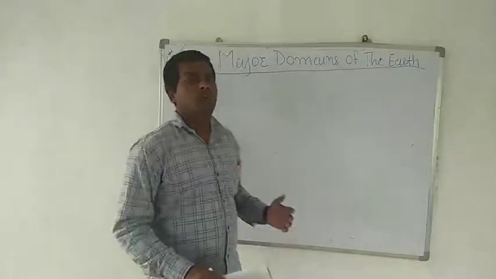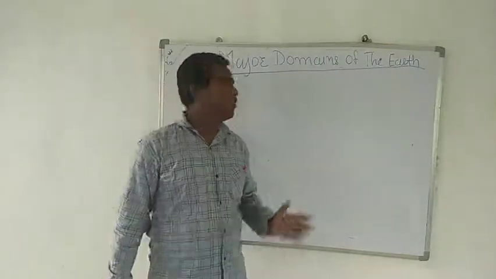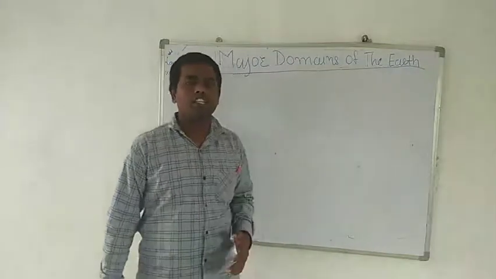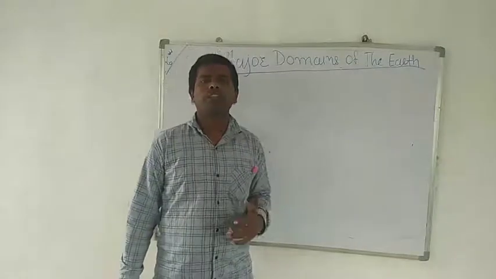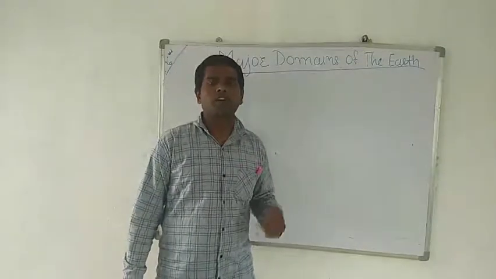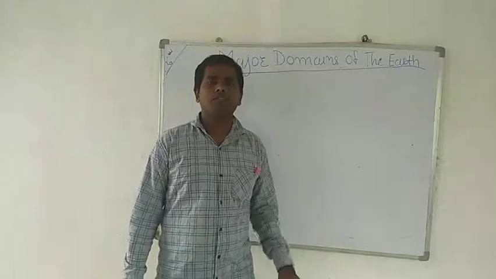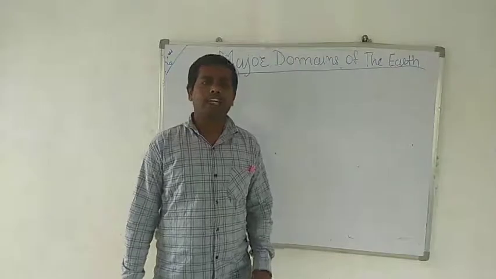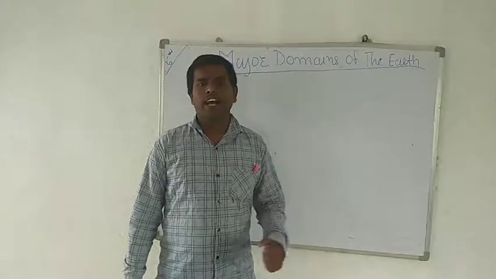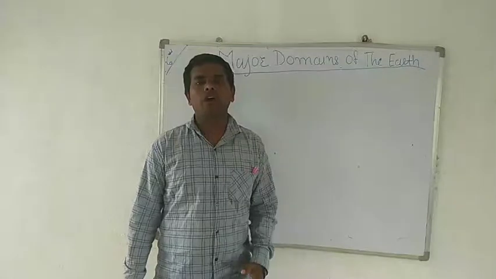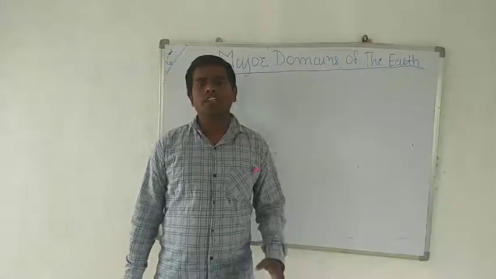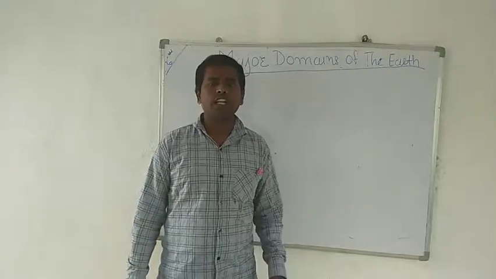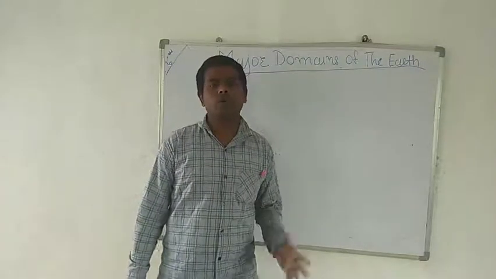Today we are taking the sixth lecture of this chapter, Major Boundaries of the Earth. So far we have seen three spheres of our Earth: first is the lithosphere, second is the atmosphere, and third is the hydrosphere. We have also taken some more information about these three spheres, and also seen about oceans and continents.